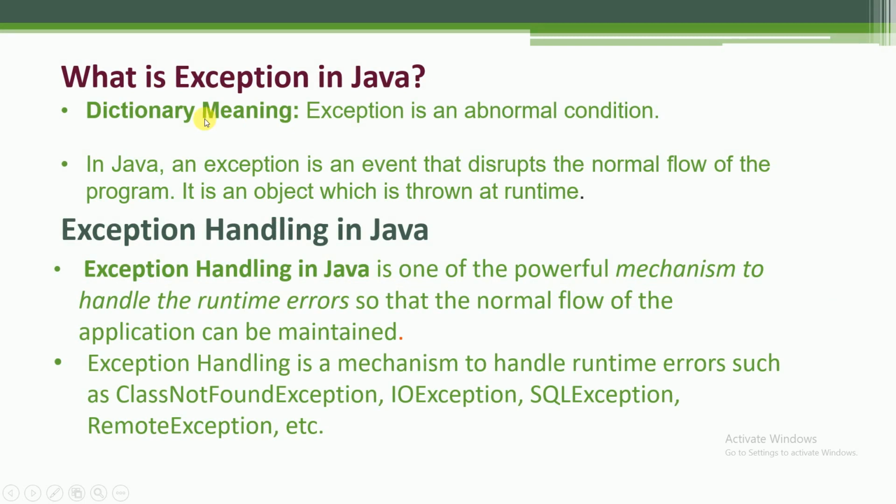So here you can see the meaning of exception is an abnormal condition. In Java, an exception is an event that disrupts the normal flow of the program. It is an object which is thrown at runtime. And exception handling in Java is one of the powerful mechanisms to handle the runtime errors so that the normal flow of the application can be maintained.